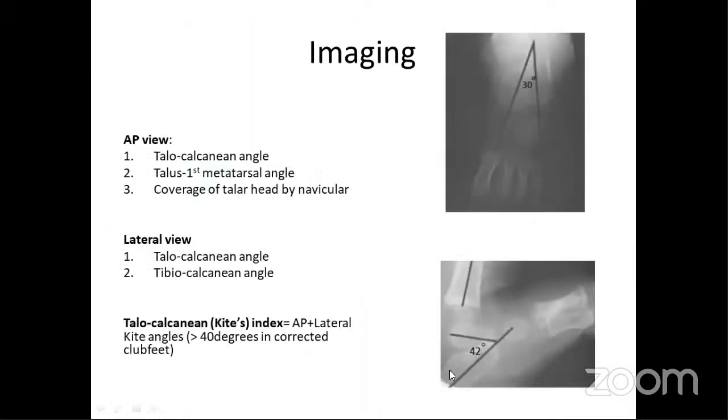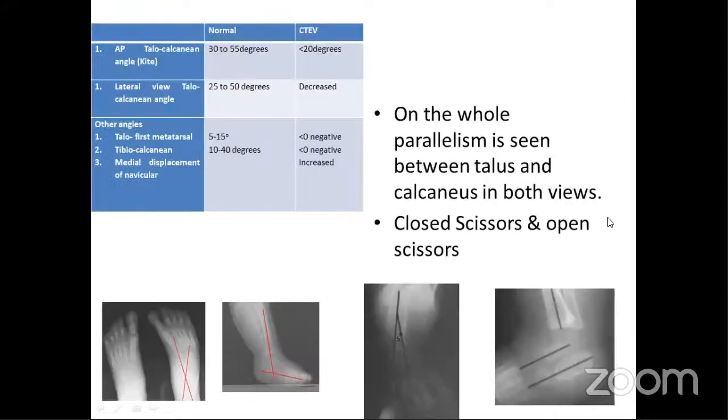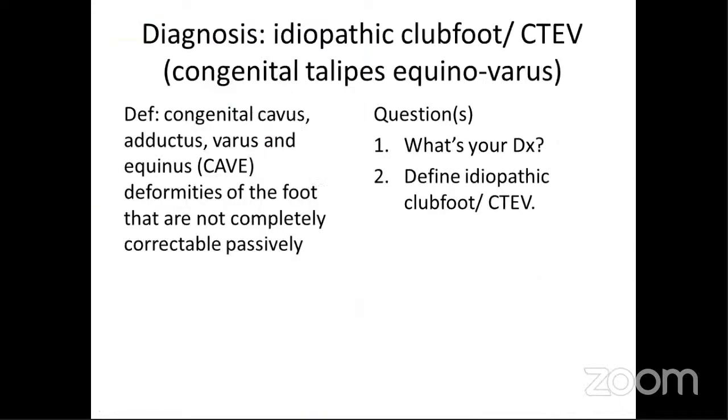Whereas in this case, which is normal, this is the long axis of the talus, this is the long axis of the calcaneus. They cross each other. Similarly, in an AP view, they are divergent. So these divergent views are open scissors, whereas these convergent or parallel views are closed scissors. So closed scissoring happens in clubfoot, and open scissoring happens in the normal foot.